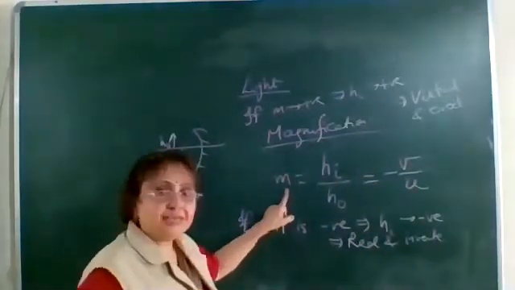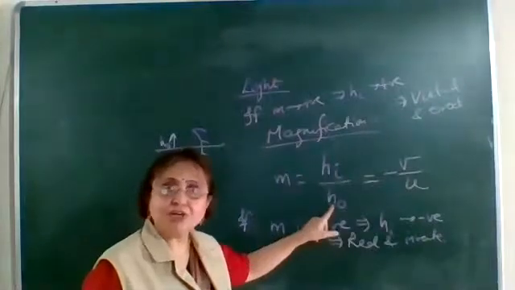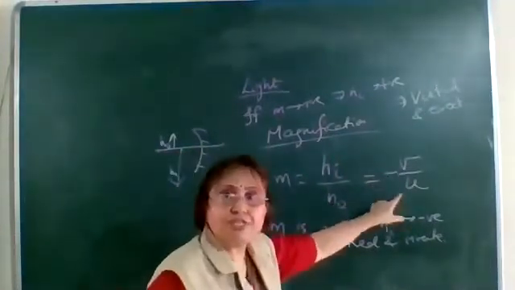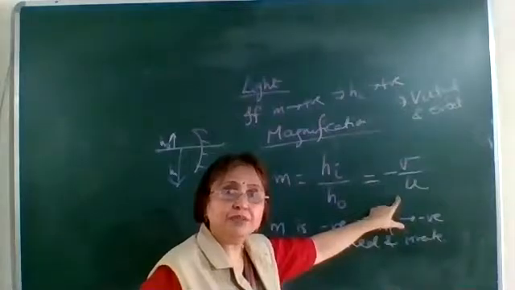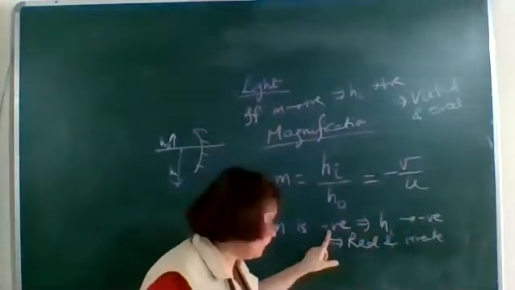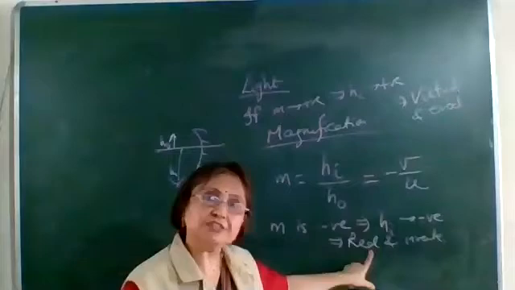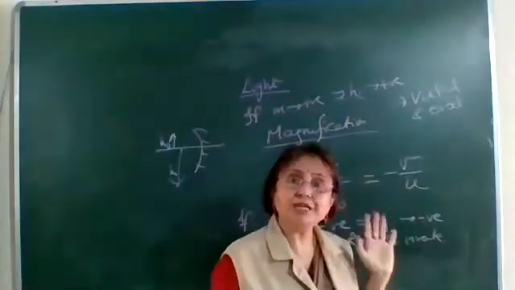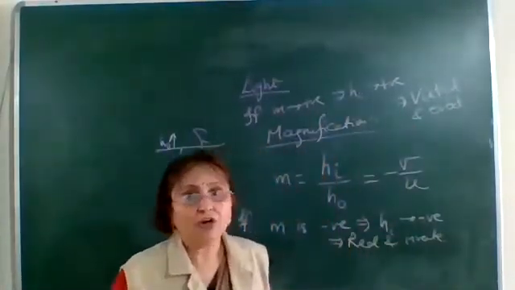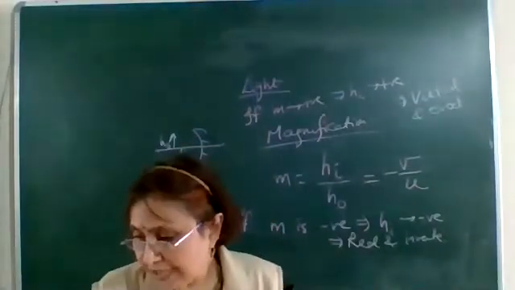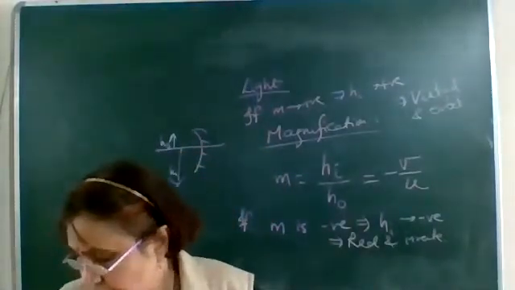Okay, so magnification is defined as the ratio of the height of image to the height of object, which is also equal to minus v by u. And this magnification may be negative, may be positive. Negative magnification means the image formed is real and inverted. Positive magnification means the image formed is virtual and erect. Okay, so these are few points which you have to remember. Now let's do few questions.